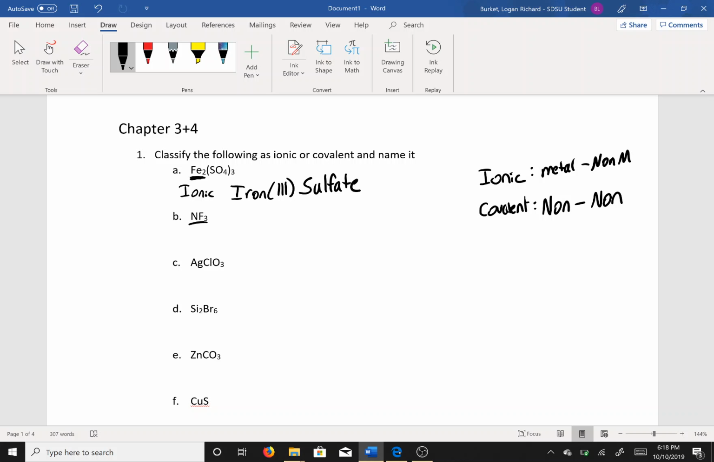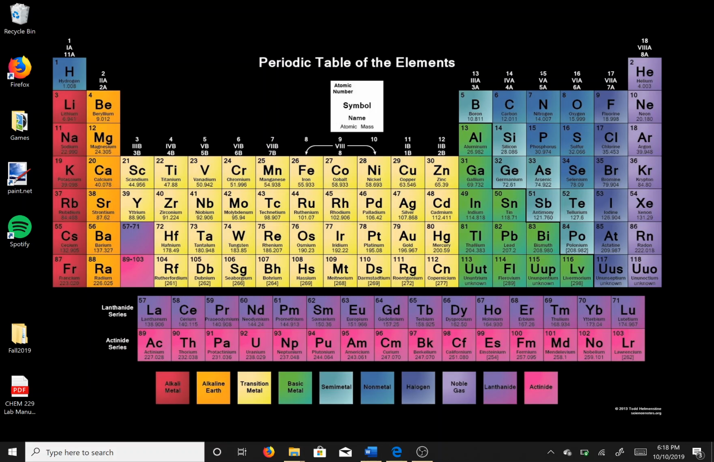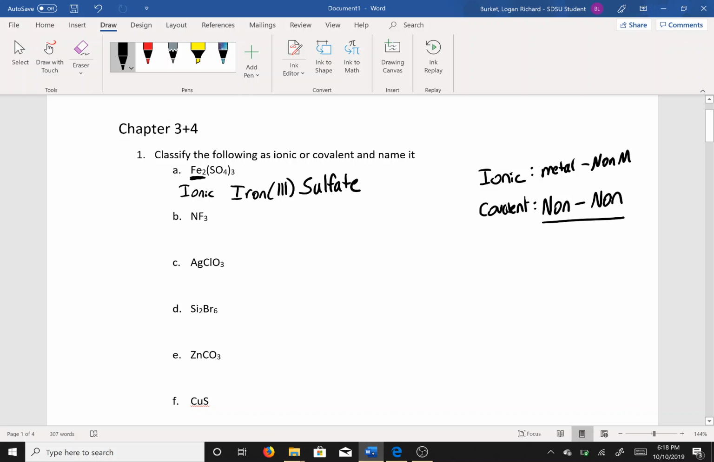N and F. They're both nonmetals. Because when we go to the periodic table, N is right here. Its atomic number is 7. F is in the halogens. So both nonmetals. Therefore, it's a covalent bond because it's nonmetal bonded to nonmetal. So looking at NF3, we know it's covalent. And then we have to name it. So it'd be nitrogen trifluoride.